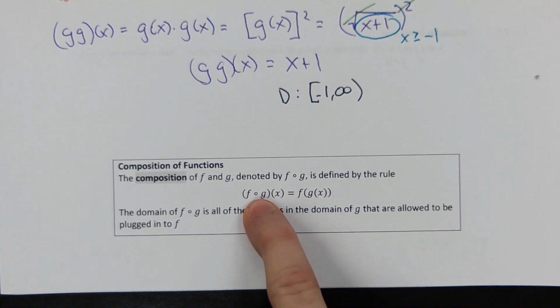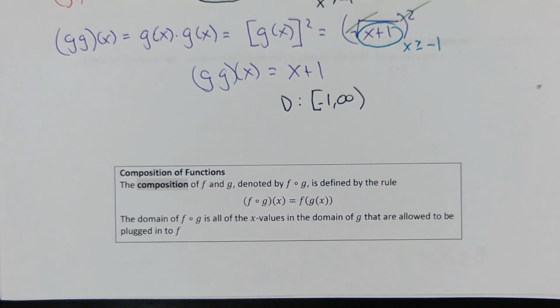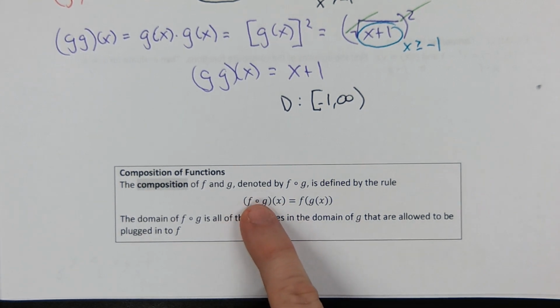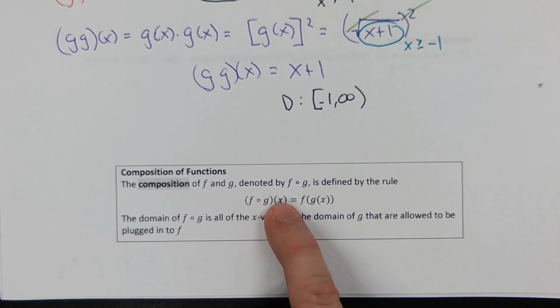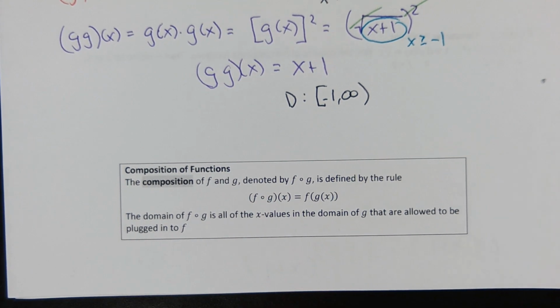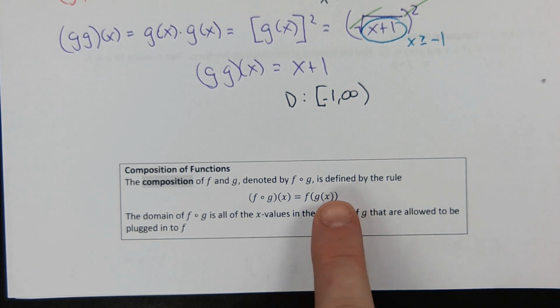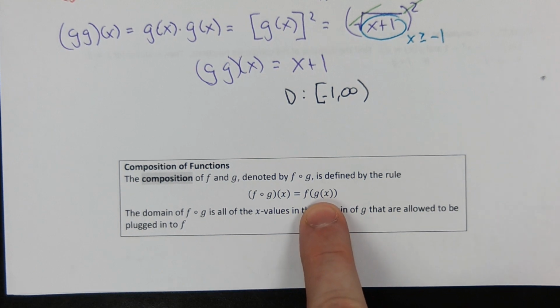That's an O. And they mean different things in mathematics. The little O stands for "of." This is read as f of g of x. Sometimes we'll be lazy and say "fog x," but it's read f of g of x. It's the same thing as writing it like this.